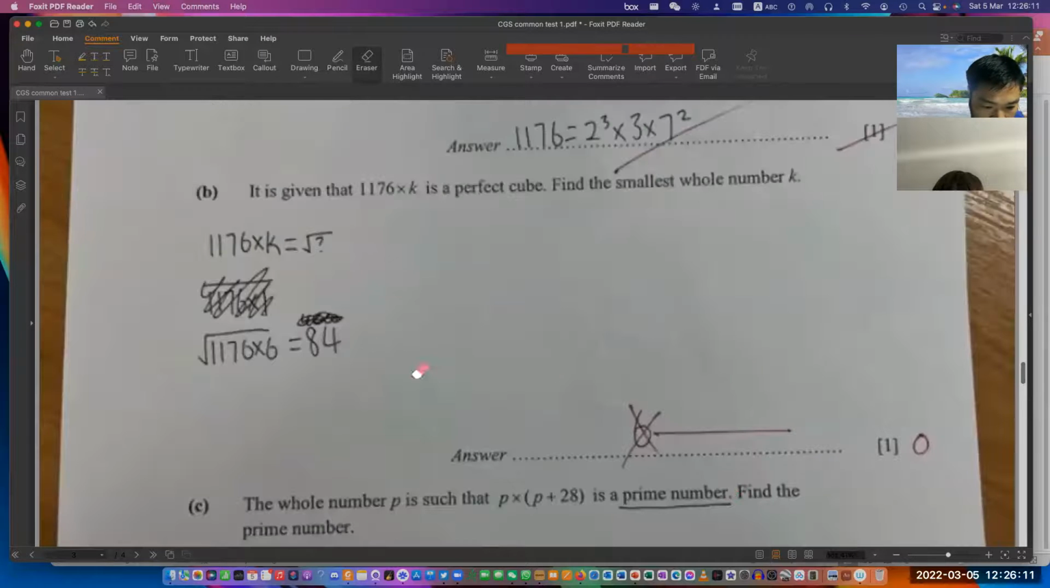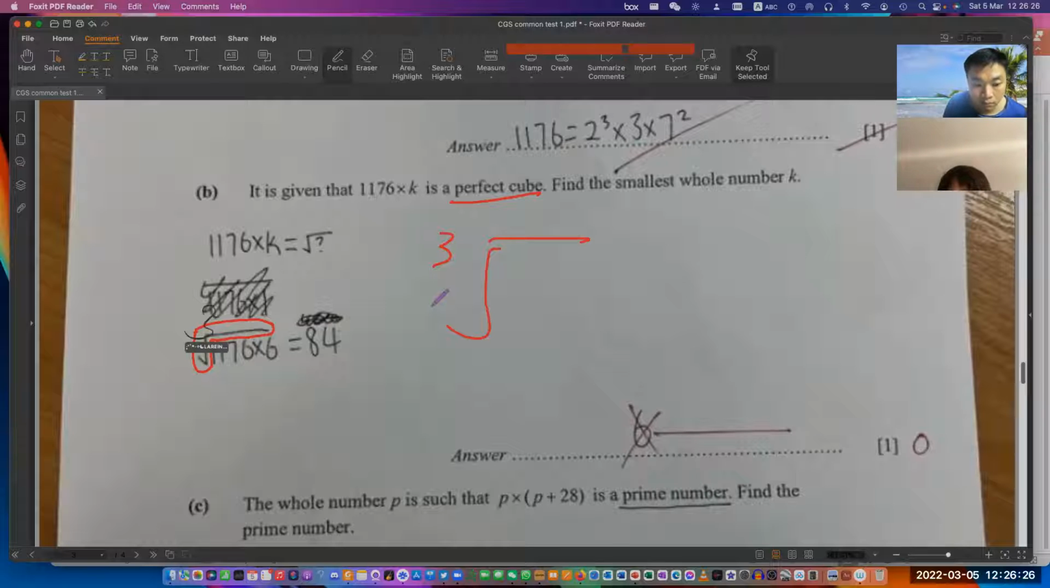The rest is okay, but you see, what nonsense is this? Perfect cube. Is this perfect cube? No. Then, what is perfect cube? This is perfect cube. Okay, that's the first mistake.